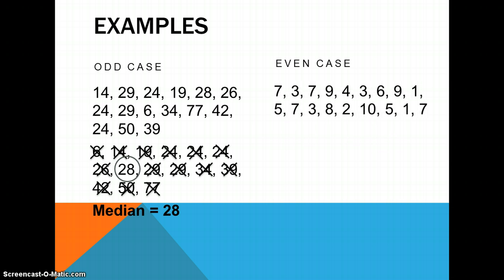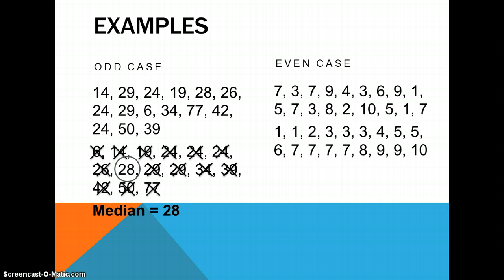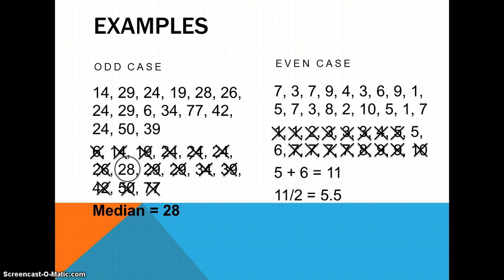Now let's look at the case when we have an even amount of numbers. We'll organize them, and then we'll slowly but surely cancel off until we get to the middle numbers. And now we notice that 5 and 6 are our middle numbers. And like I said, when we have two middle numbers, first you need to add them up. So 5 plus 6 equals 11. And then you take that number and you divide it by 2. And you will get 5.5. So that means that our median is going to be 5.5.